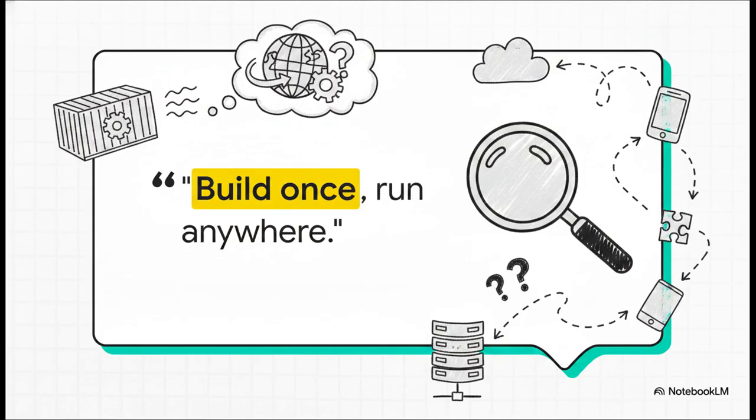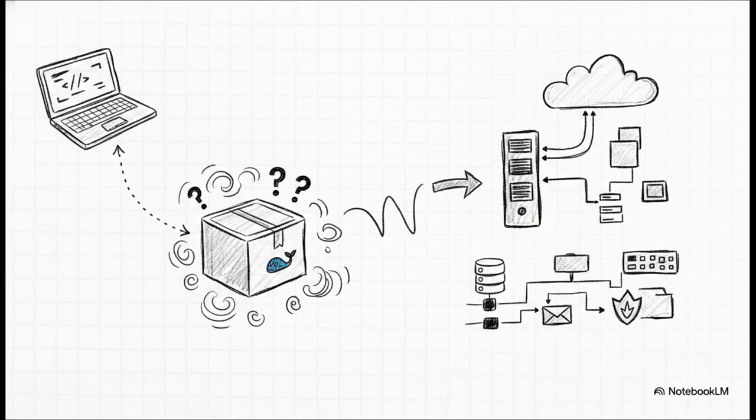That promise is completely true for the code inside the image. The code is packaged up, it's locked in, and it's ready to go. But if you're relying entirely on that slogan, you are missing a massive piece of the deployment puzzle. That missing piece is what we're going to call the environment gap. This refers to absolutely everything happening around the container once it leaves your laptop.